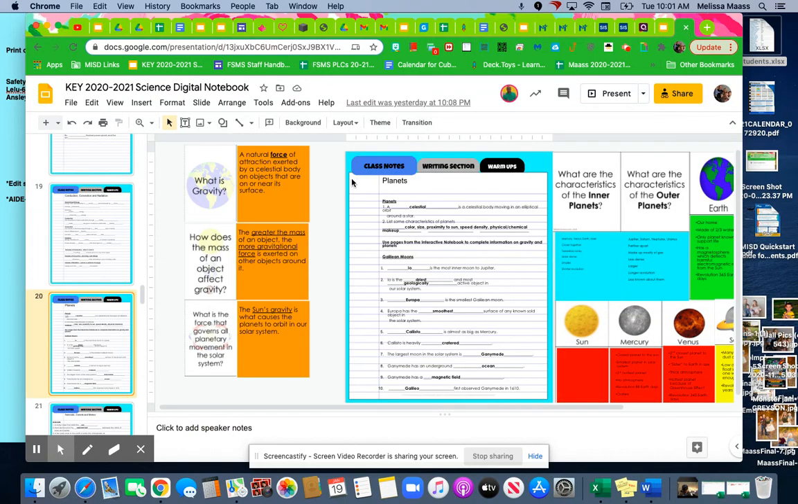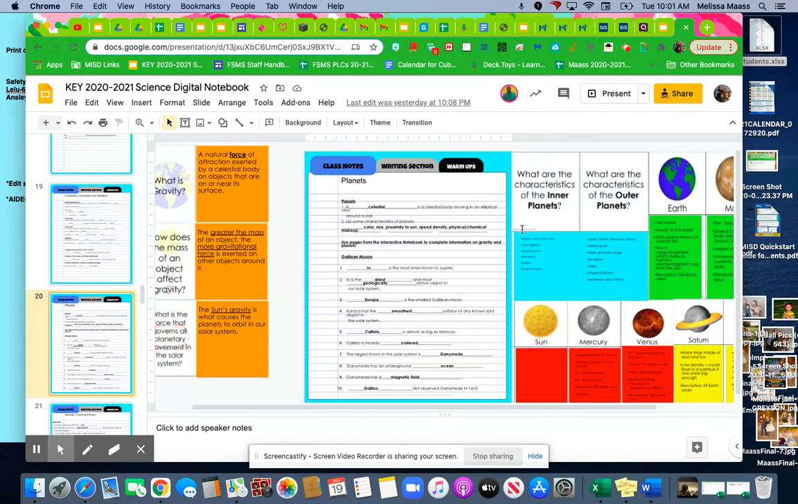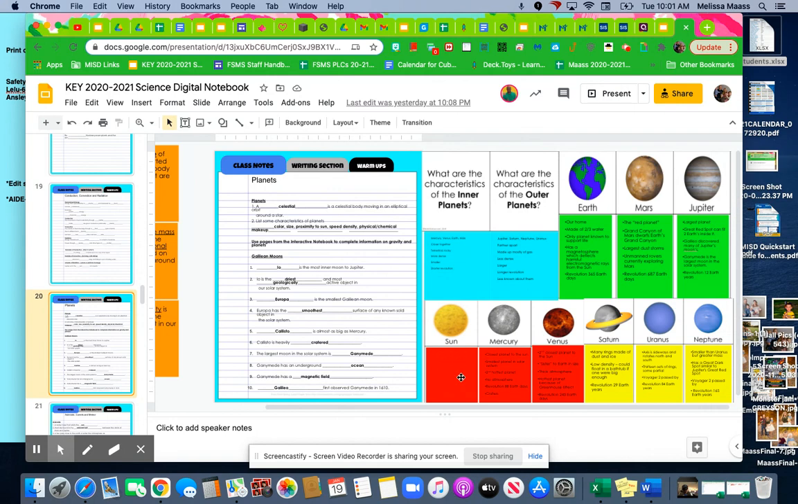So let's go to these notes. You're going to want to open your digital notebook and go to page 20. On page 20, you can see I even pulled up the key to the notes. I do not have the sun filled in yet. I'll get that filled in, but you could put in here that it's the center of our solar system, just to kind of get you started.